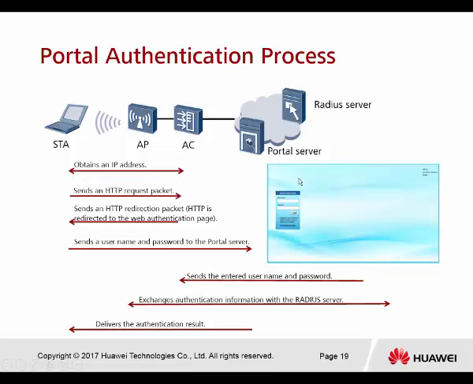So now the user can see the web page like this one from the browser. The user has to put in the username and the password, and press login and send. This information will be sent to the RADIUS server right here. The portal server exchanges the authentication information with the RADIUS server. And the last step is to deliver the authentication result. After the RADIUS server checks the username and the password, it will inform the user whether the result is success or fail.